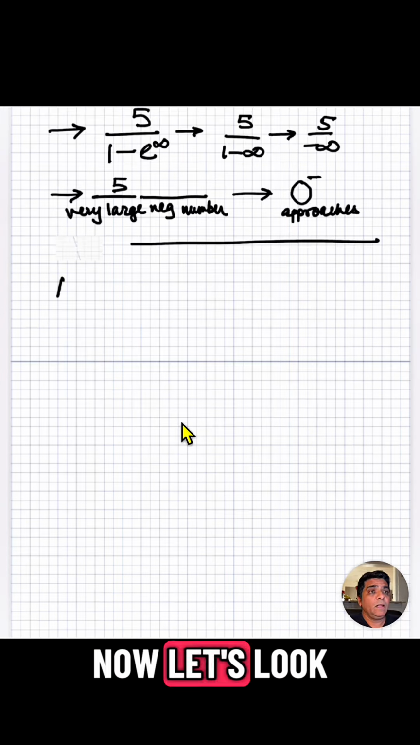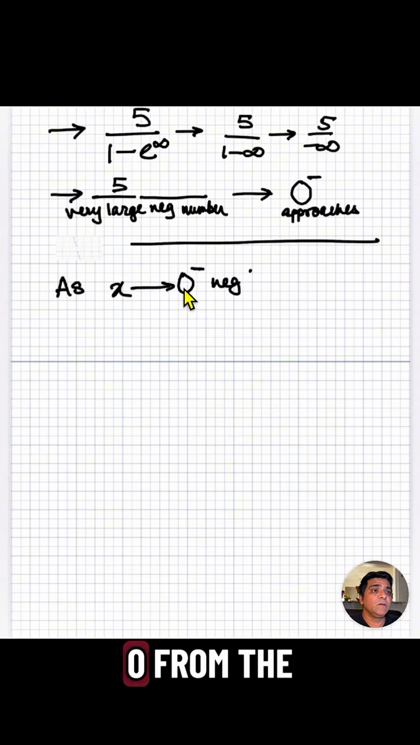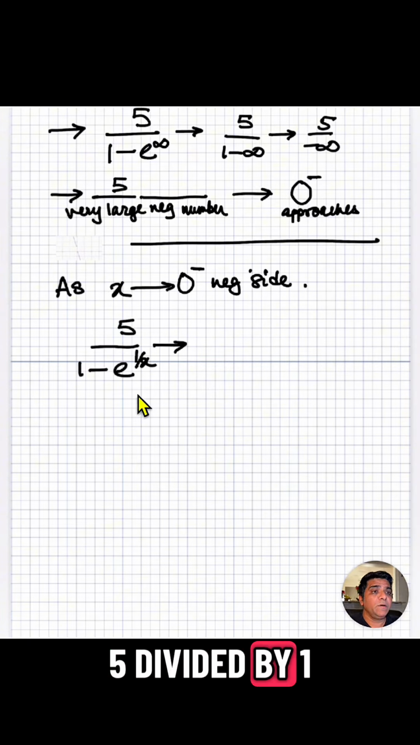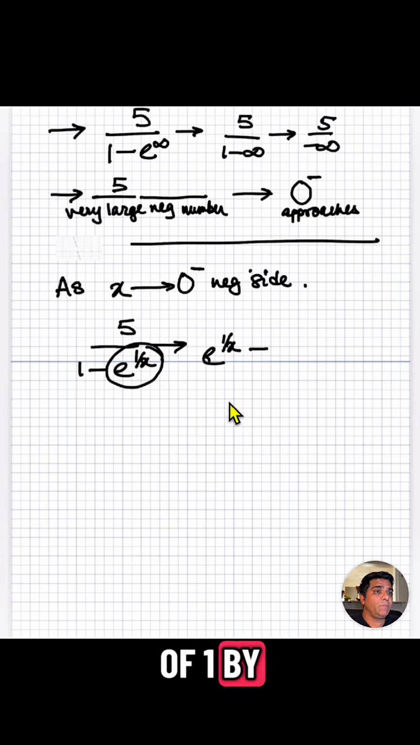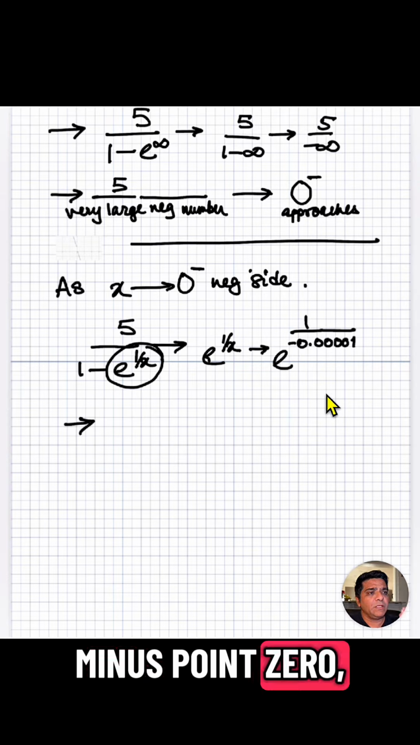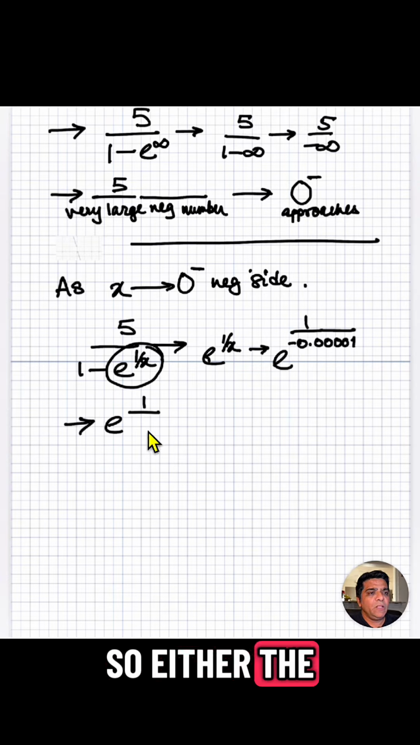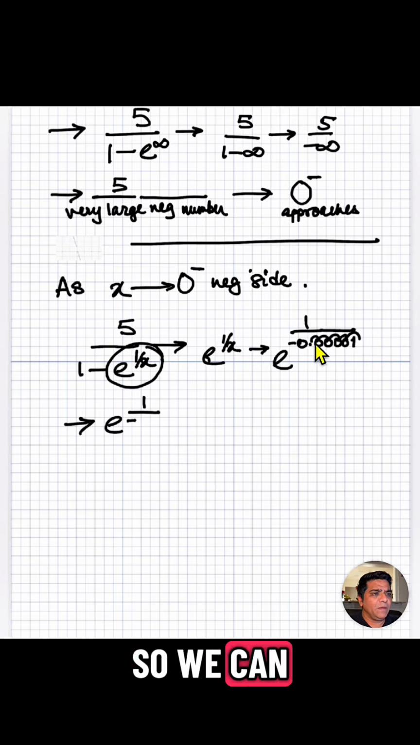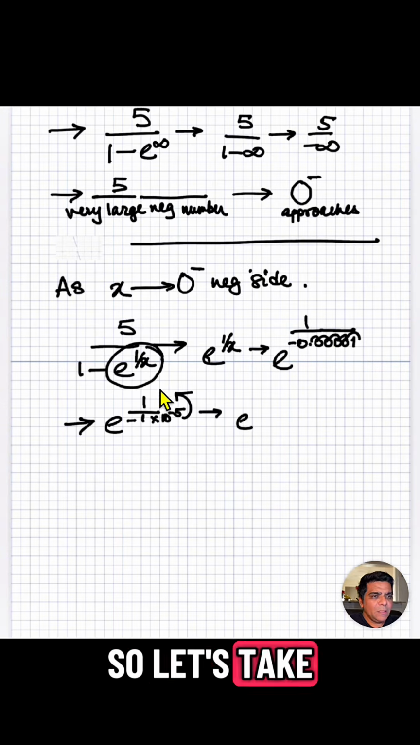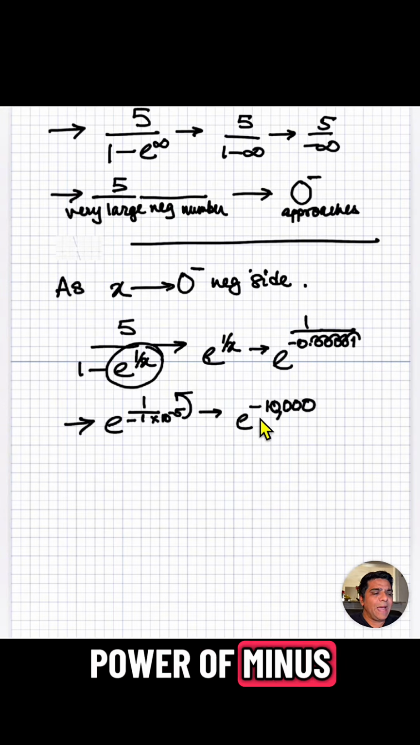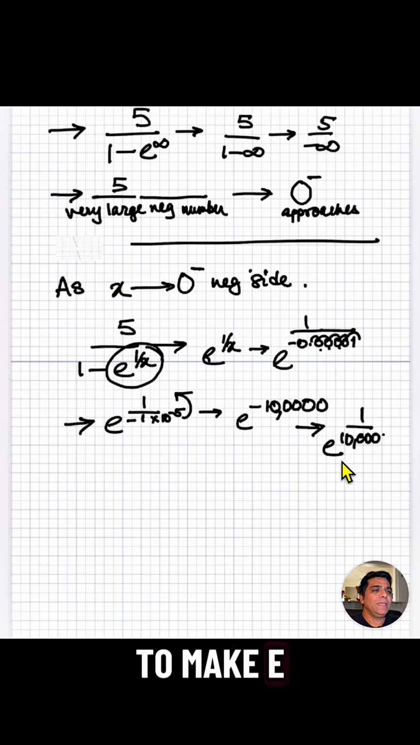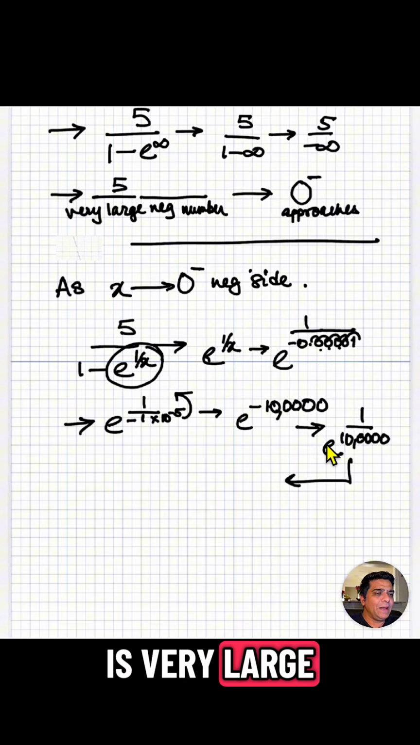Done. Now let's look at the left hand side. As x approaches 0 from the negative side, we can again take a similar example and try to solve it. 5 divided by 1 minus e to the power, again we'll focus on the e to the power 1 by x. Let's take a very small negative number, minus 0.000001. We can rewrite that as minus 1 times 10 to the power negative fifth. So let's take that to the numerator, that becomes e to the power of minus 100,000, which we can again bring back to make e to the power of 100,000, a very large number.